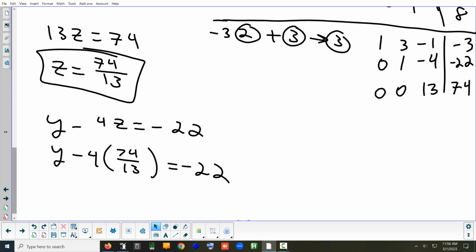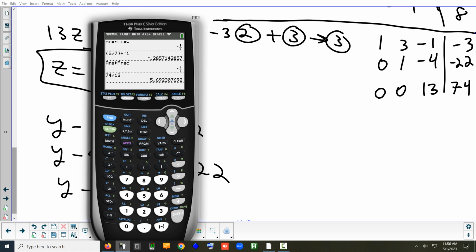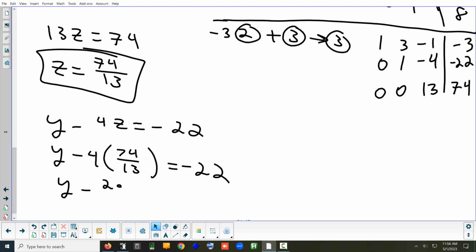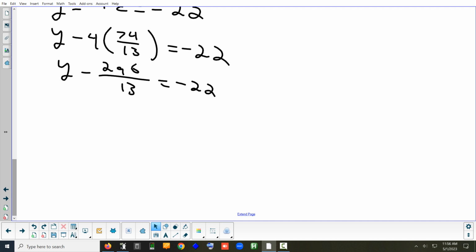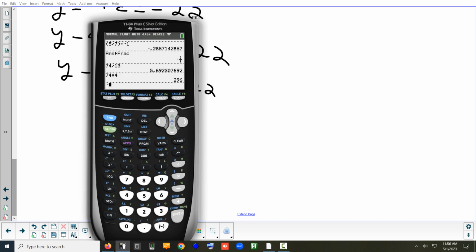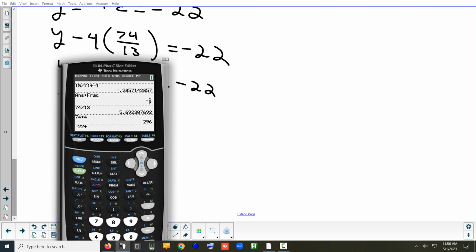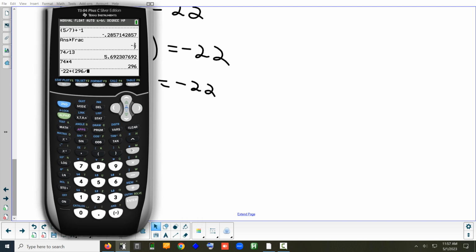Okay, so we end up with y minus 4 times 74/13. Let's do that out. What's 74 times 4? 296 thirteenths. And how would I move that to the other side? I'm just going to use the calculator to figure that out. So negative 22 plus 296 over 13. I'm going to get that, and then I'm going to convert it to a fraction.